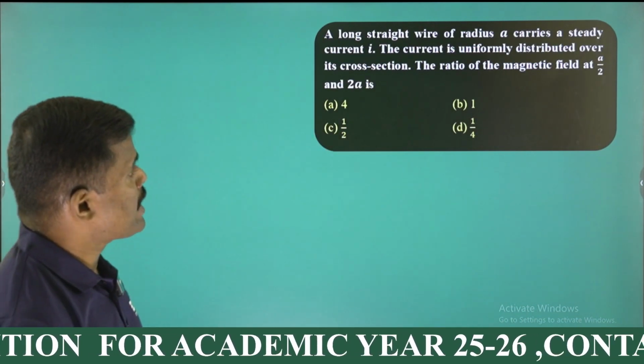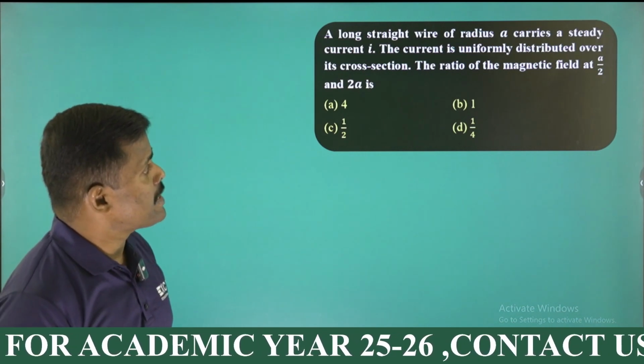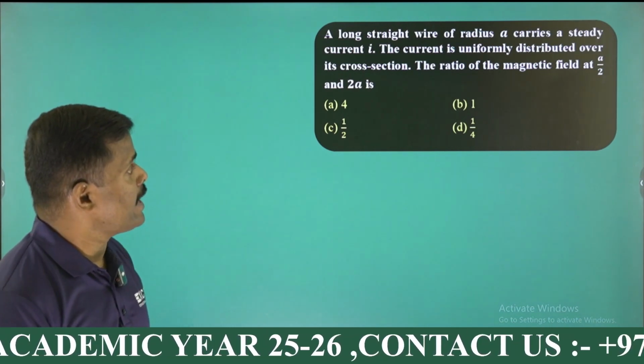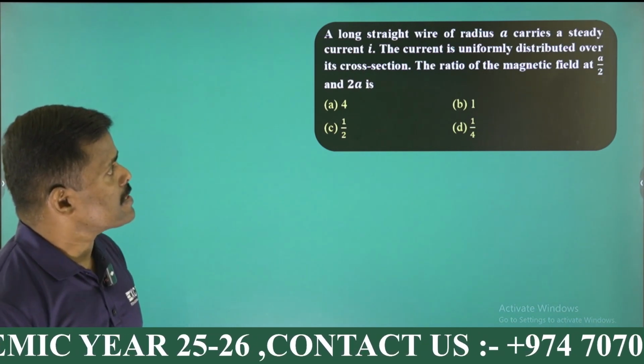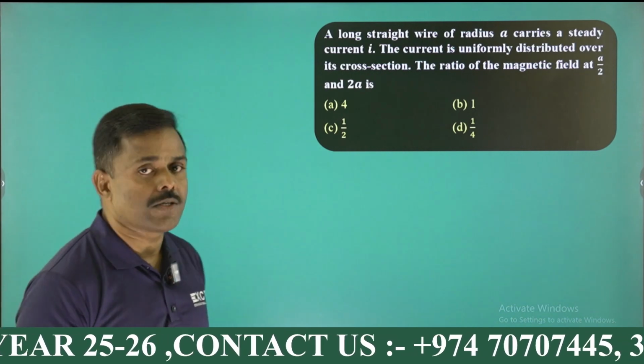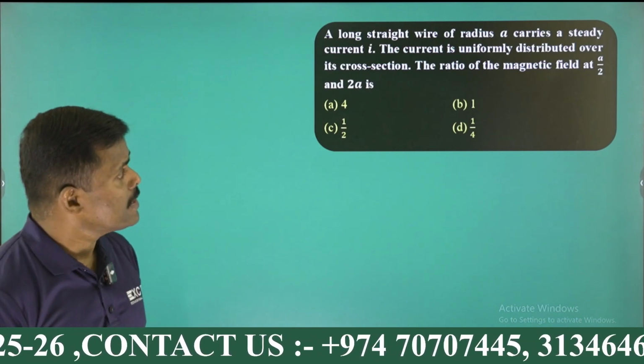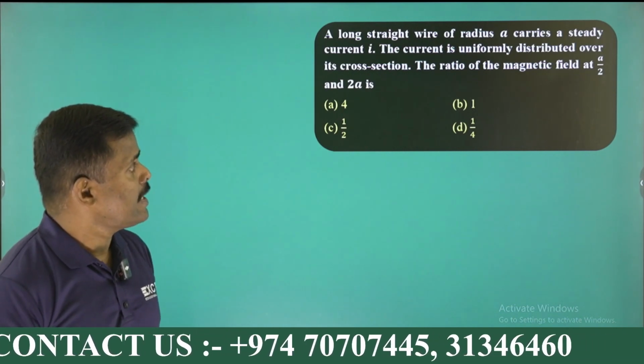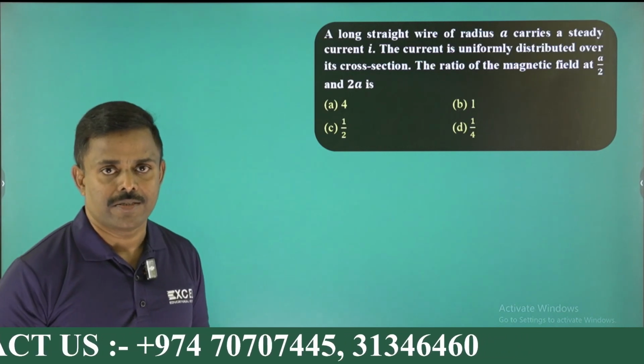A long straight wire of radius A carries a steady current I. The current is uniformly distributed over its cross section. The ratio of magnetic field at A by 2 and 2A is.